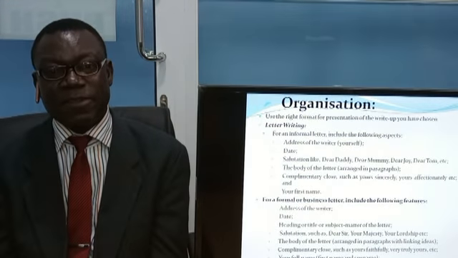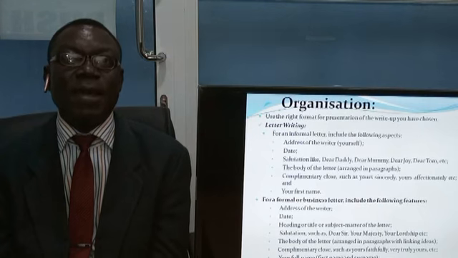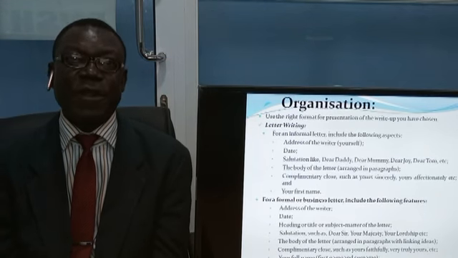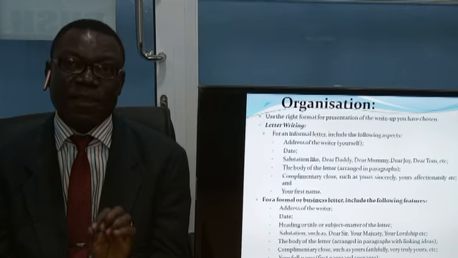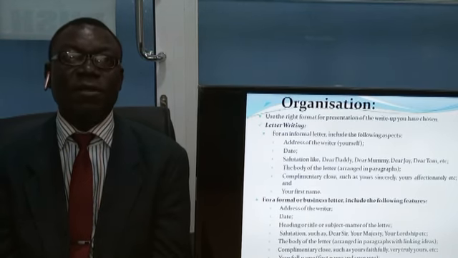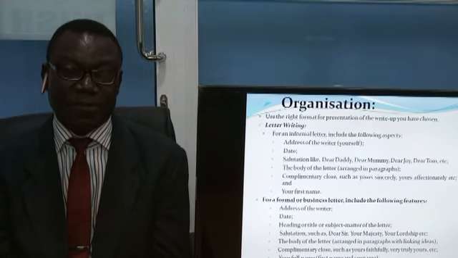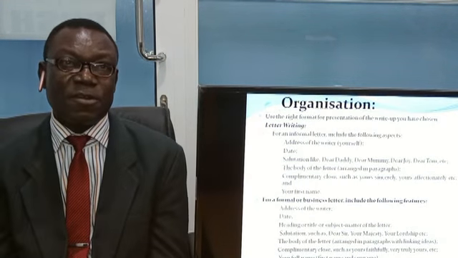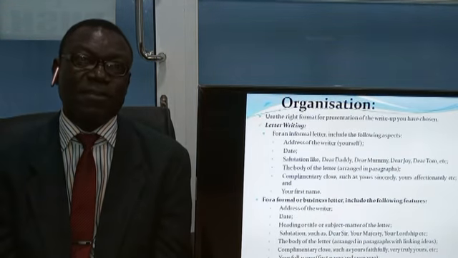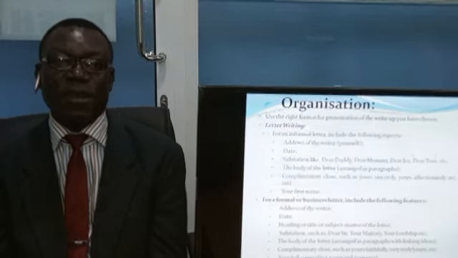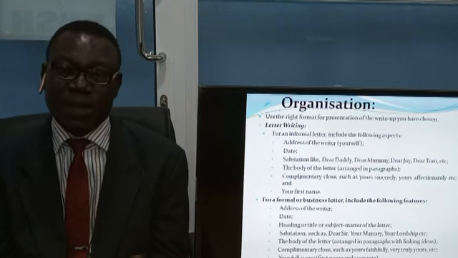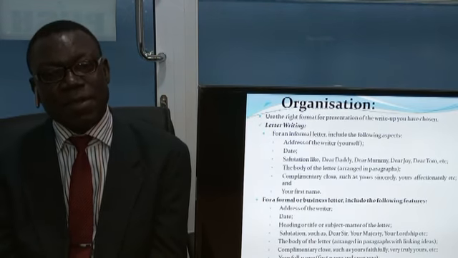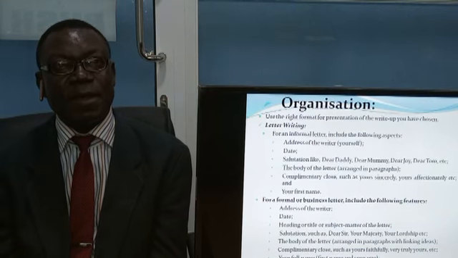If you choose to write a letter, an informal letter, to a relative, to a friend, you must ensure you have these aspects in the letter. The address of the writer, that is now yourself, must be indicated on the right side, top right side of the letter. Then the date of the letter will follow. Then salutation on the left side of the top part of the paper.